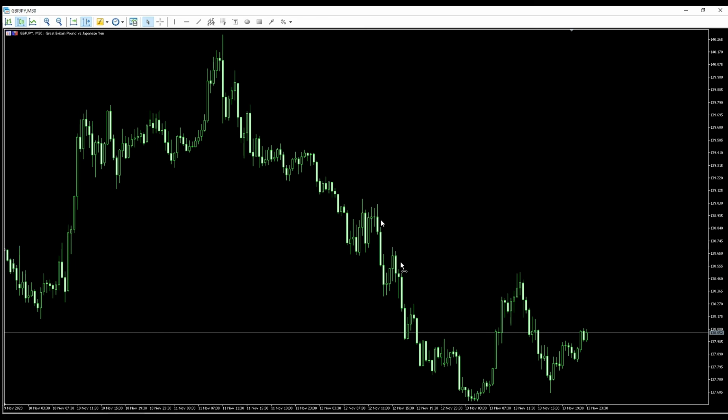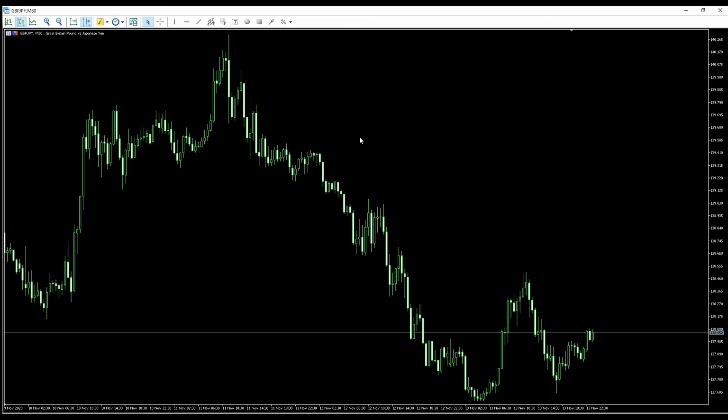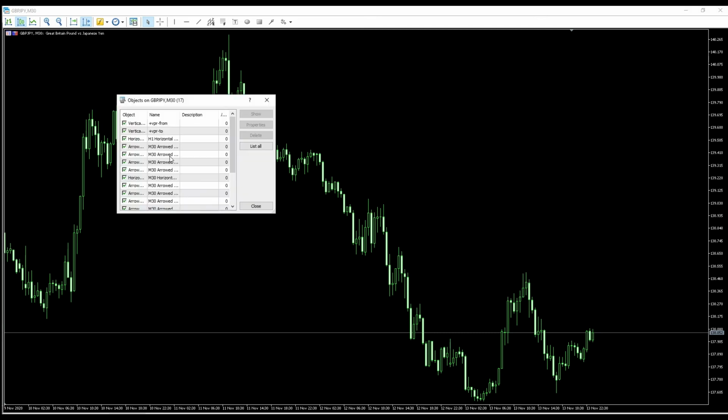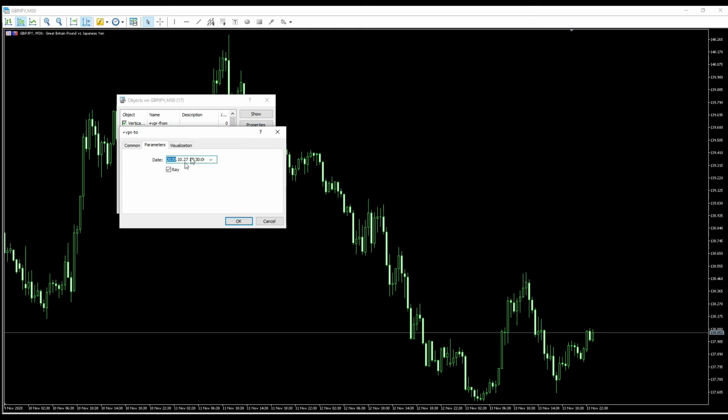You notice that here it breaks down, so I need to get my two lines. My two lines, this one I'll just say properties, and I'll just move them to date.